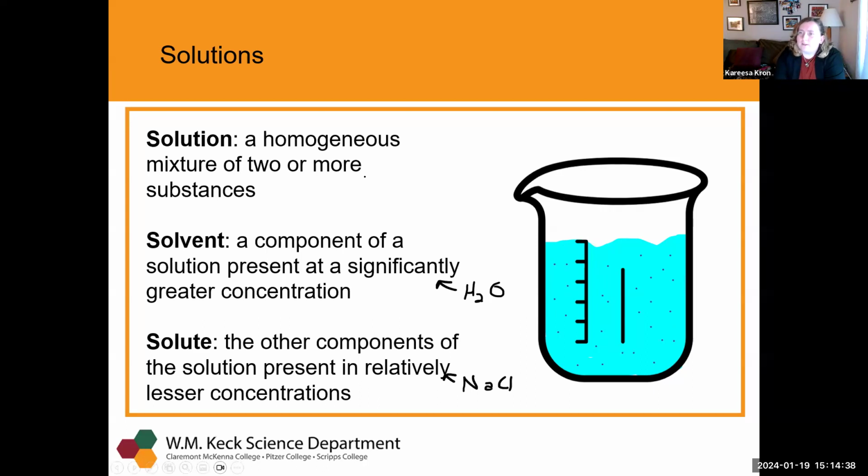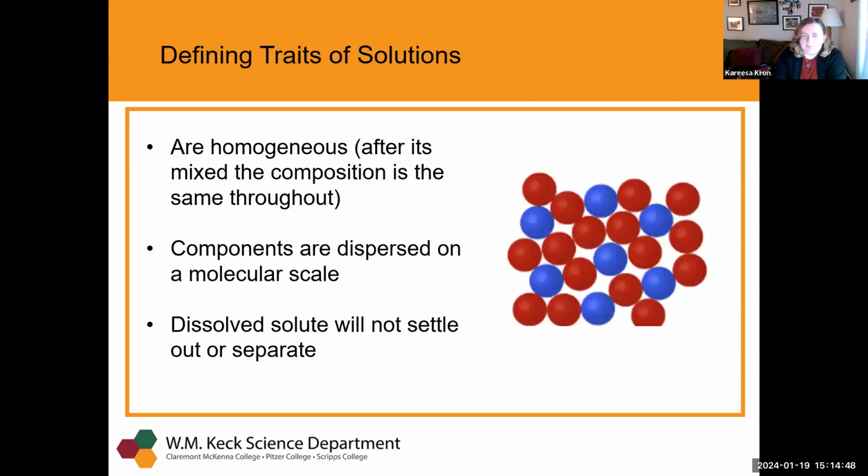In order to be certain that we have a solution, there are some things that we check for. Is this actually a solution or is it some other sort of mixture that isn't homogeneous? Being homogeneous means that after it's mixed, the composition is the same throughout. So if I took a little bit of salt water from the bottom of a container, it should have the same amount of salt and water as if I took a little bit of salt water from the top of the container. It's got the same composition of materials all throughout my beaker.